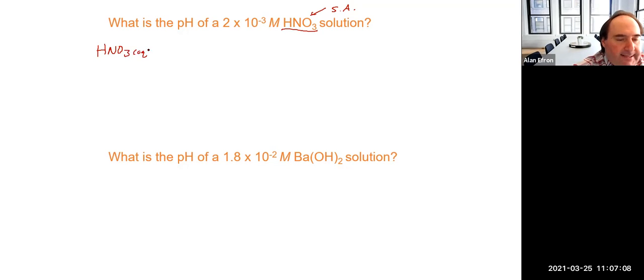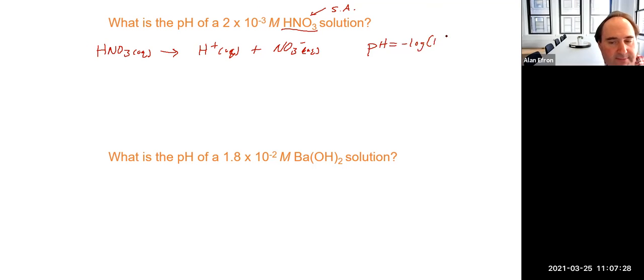Basically in solution, it is not going to stay together. It is 100% going to break apart into H plus ions and NO3 minus ions. And what's important here in terms of the pH? Well, the pH is minus the log of the H plus, which means I really need to figure out what I've got going on here. So what we know is because this is a strong acid, it's going to break apart into these guys. So what we need is really the concentration of these ions in solution.